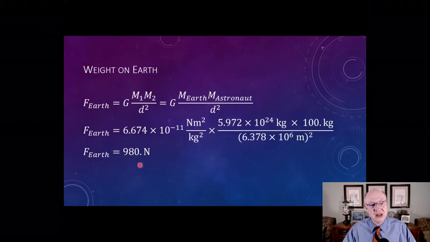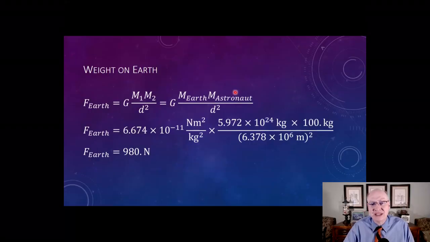Plugging all those numbers in, we come to find that the force of gravity on the surface of the Earth on the astronaut is 980 newtons. That was the number I said at the beginning of the lecture. Let's do the same calculation for the moon. And let's think, how's this equation going to be different for the astronaut on the moon? Well, a couple things will be different.